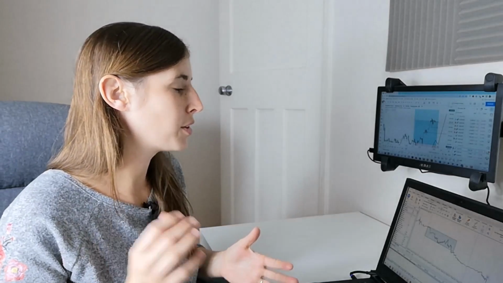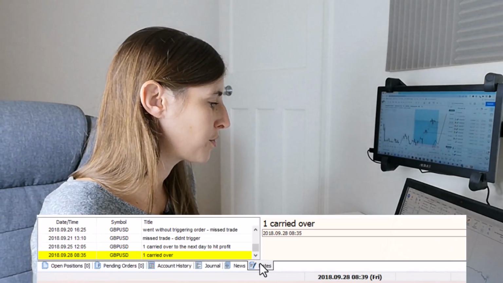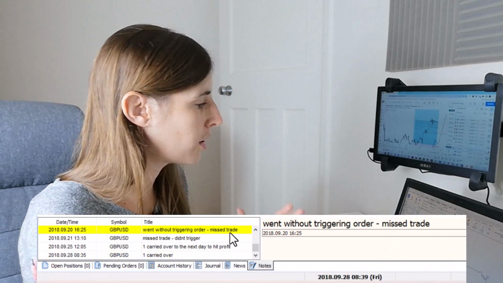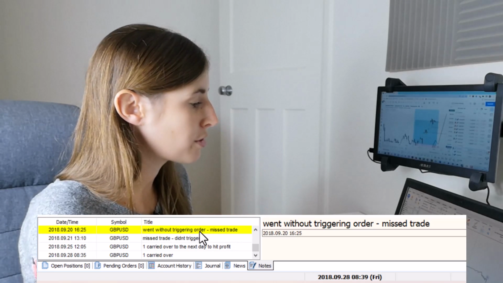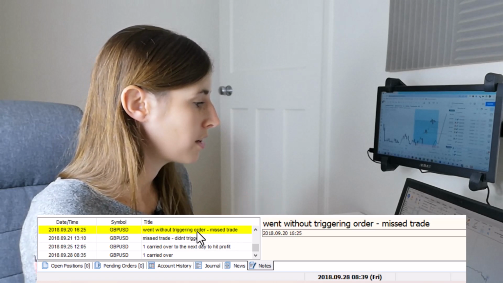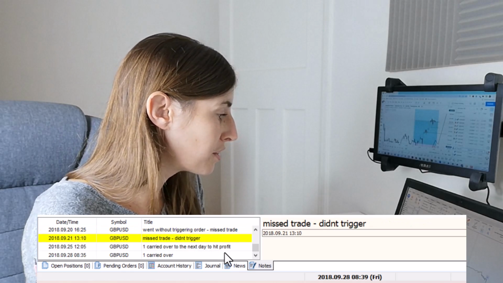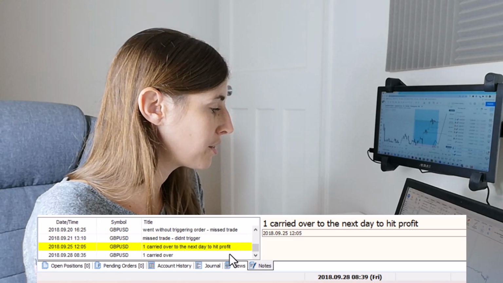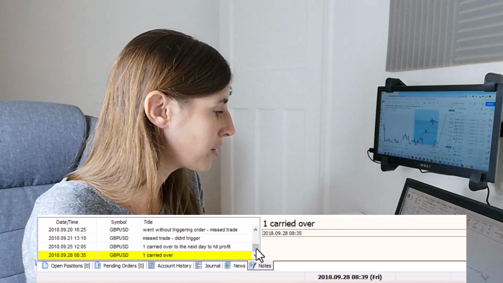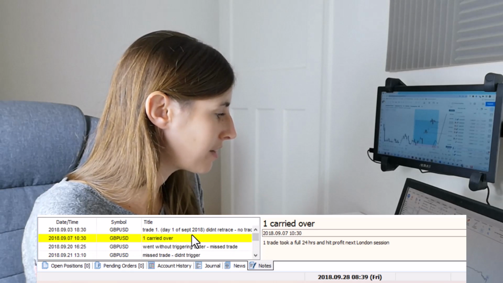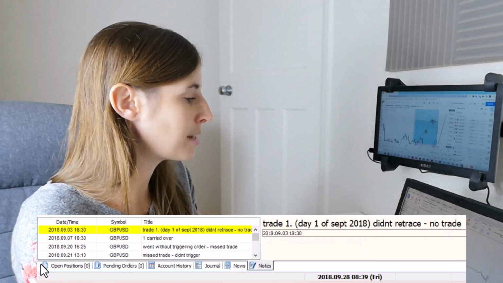So what are my results trading 4 weeks worth of the London breakout strategy for pound dollar? As it stands, we've had 20 days, we've had 6 trades that didn't play out. So let's look at those first. That was an example of one trade that went without triggering my order, so it must have been a strong momentum move that didn't retrace and enter me into the trade. Another one, the same situation, one that carried over to the next day, another that carried over to the next day, another that carried over, and then the first one I didn't get a pullback.